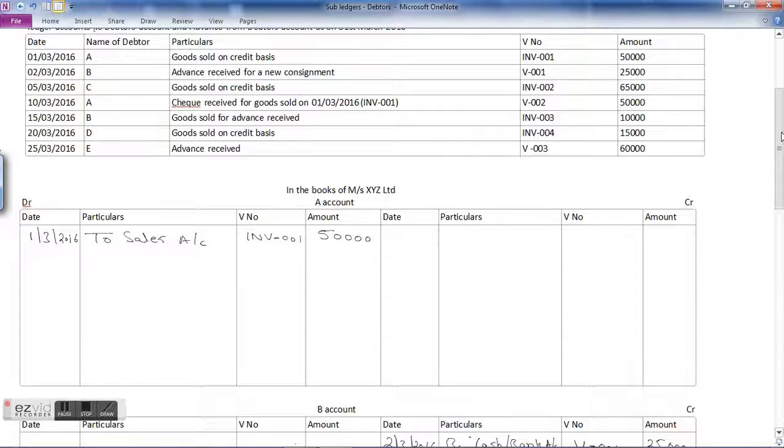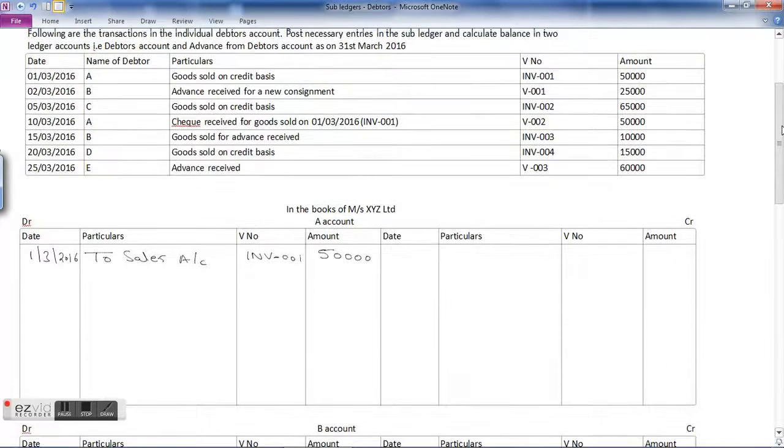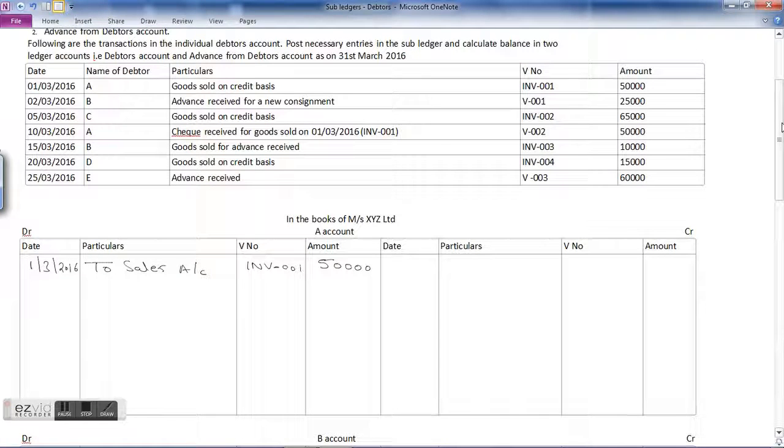Now let's see the next transaction. The next transaction is 10/3/2016, A, check received for the goods sold on 1/3/2016, invoice number 001. So there was a credit sale on 1/3/2016, invoice number 001, of 50,000, against which a check is received. So the entry will be bank account debit to A's account. We will post the entry on the credit side of A's account: 10/3/2016, by bank account. Voucher number is V002 and amount is 50,000.